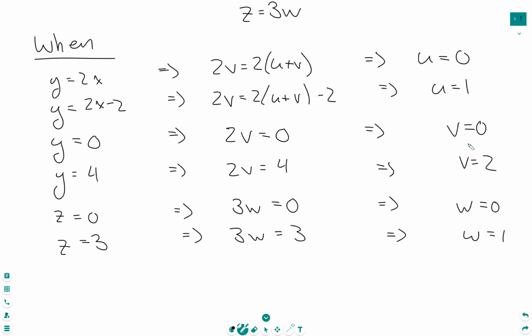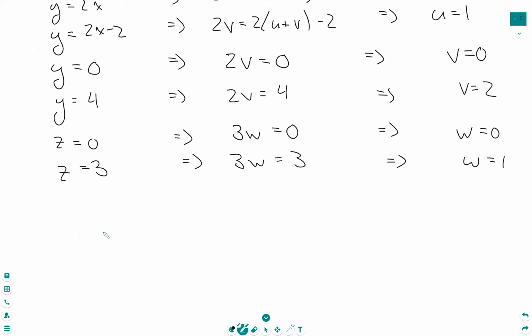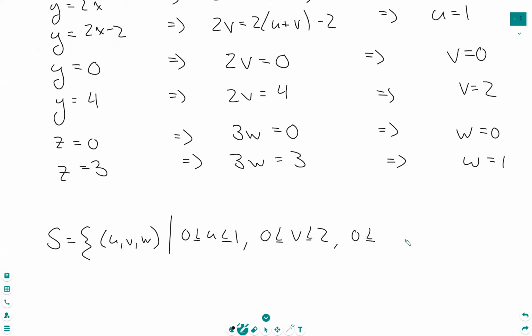So look at all of these bounds. These bounds just describe a cube. We don't even really have to worry about plotting it. We know that S is the set of all points u, v, and w such that u is bounded between 0 and 1, v is bounded between 0 and 2, and w is bounded between 0 and 1. That's pretty easy to integrate.